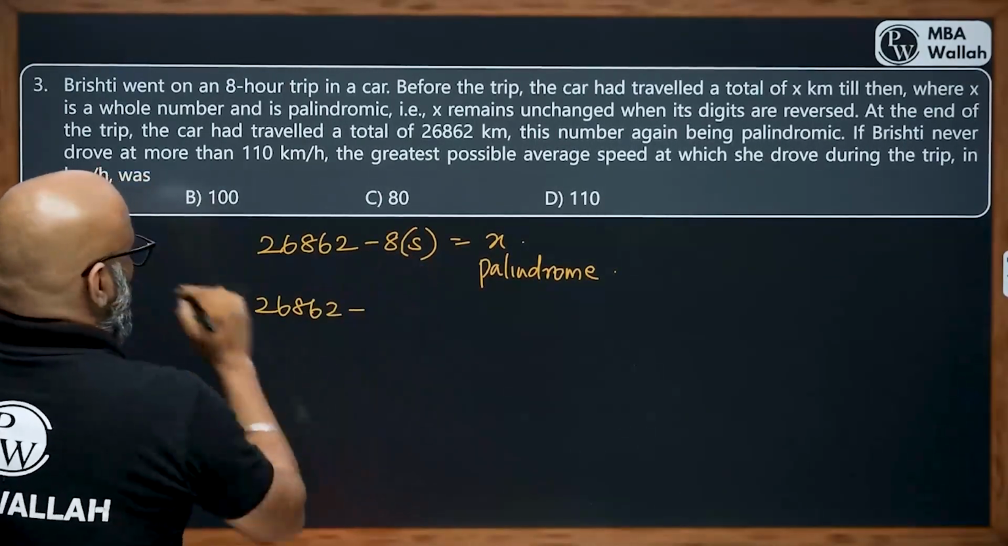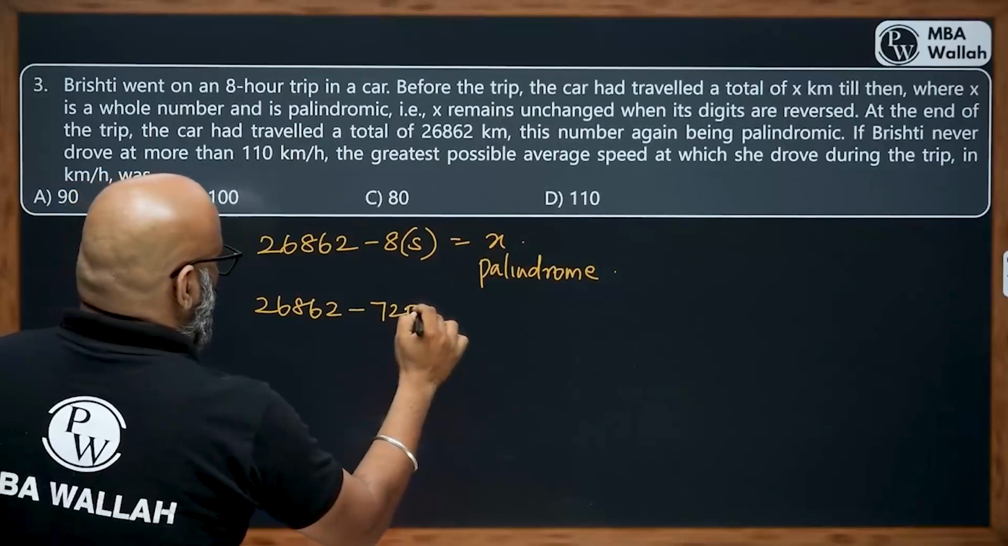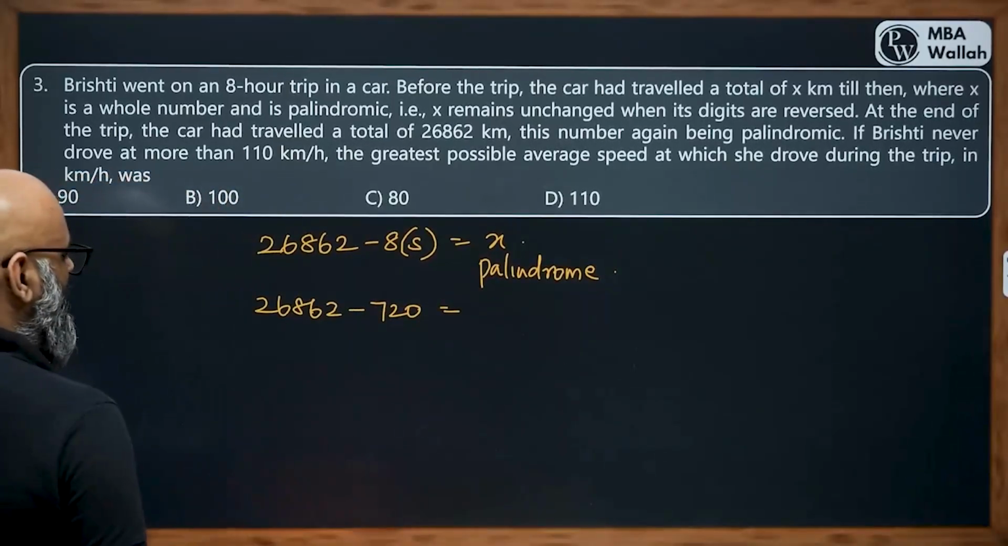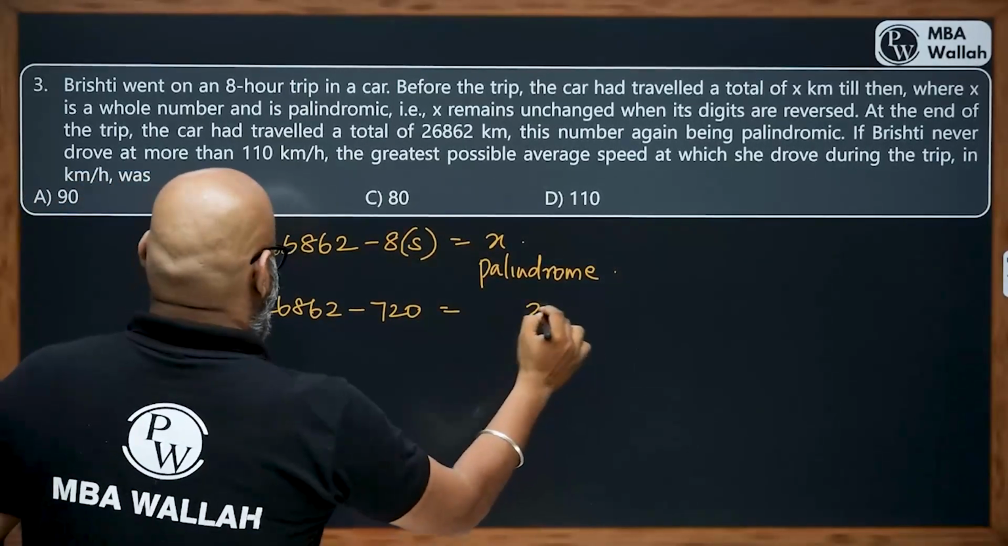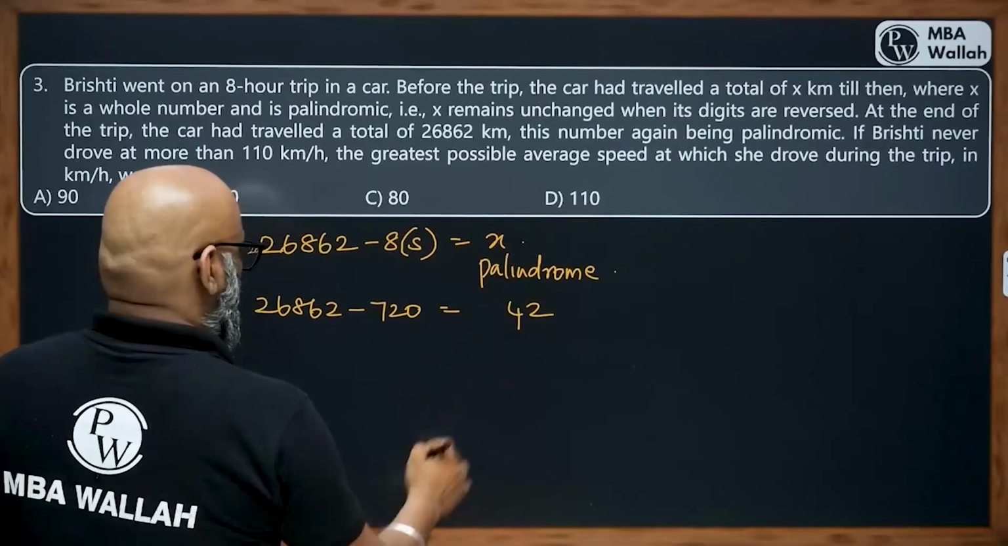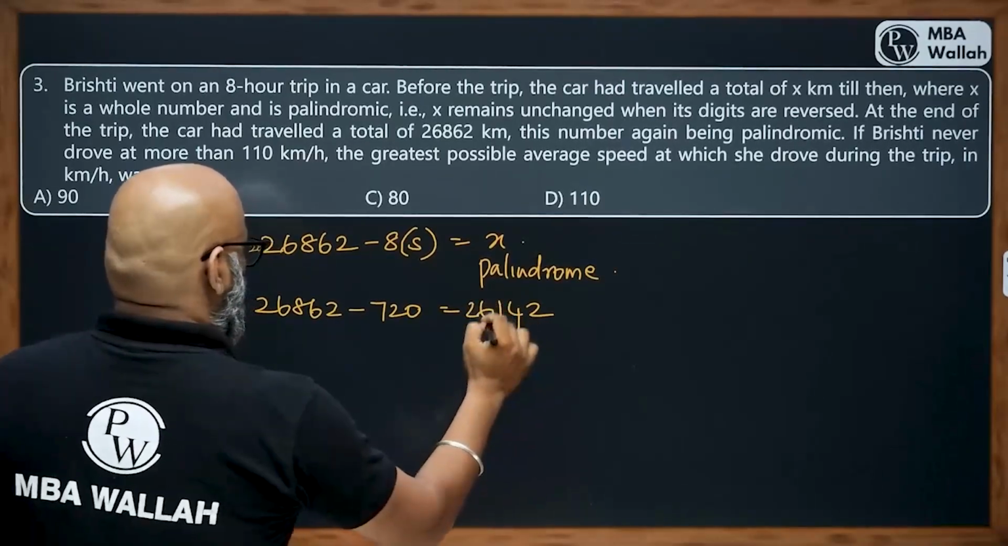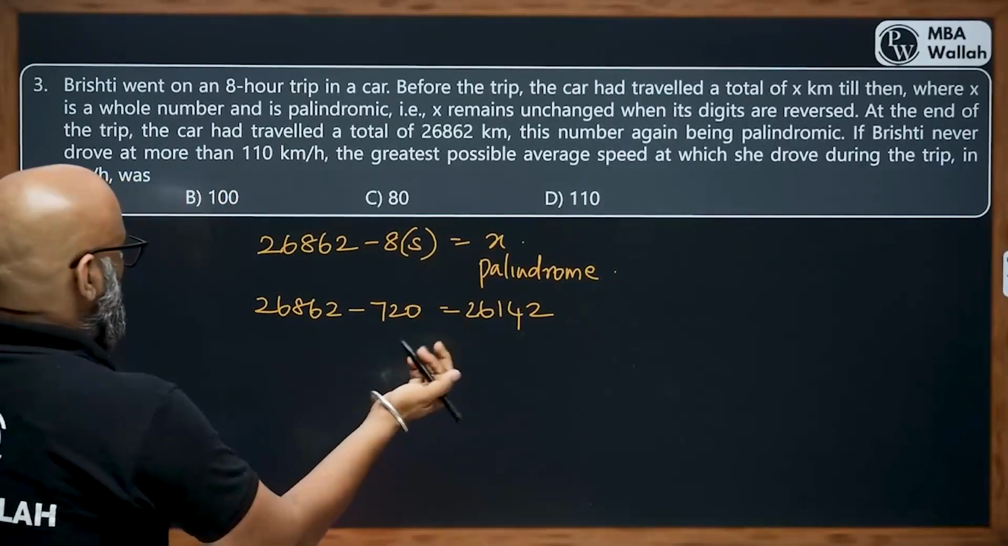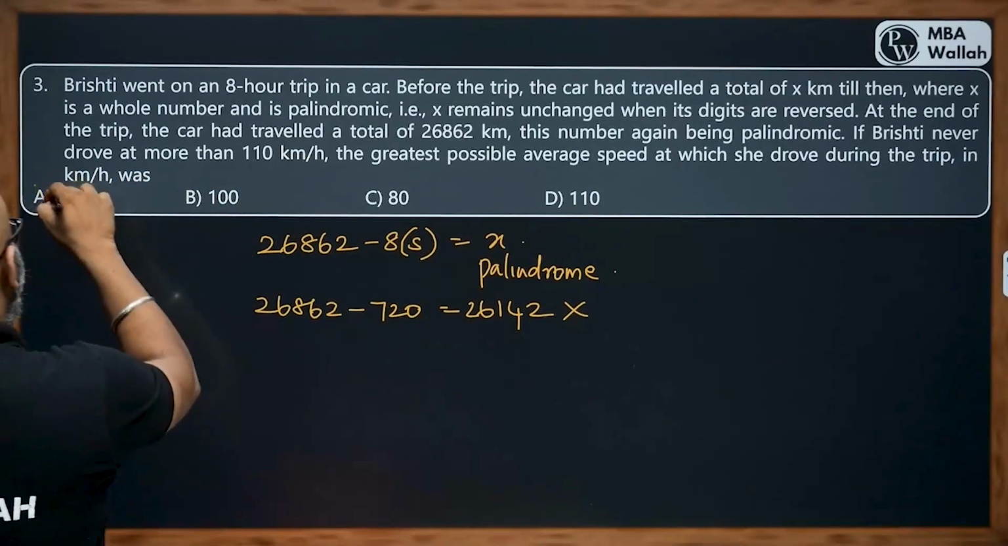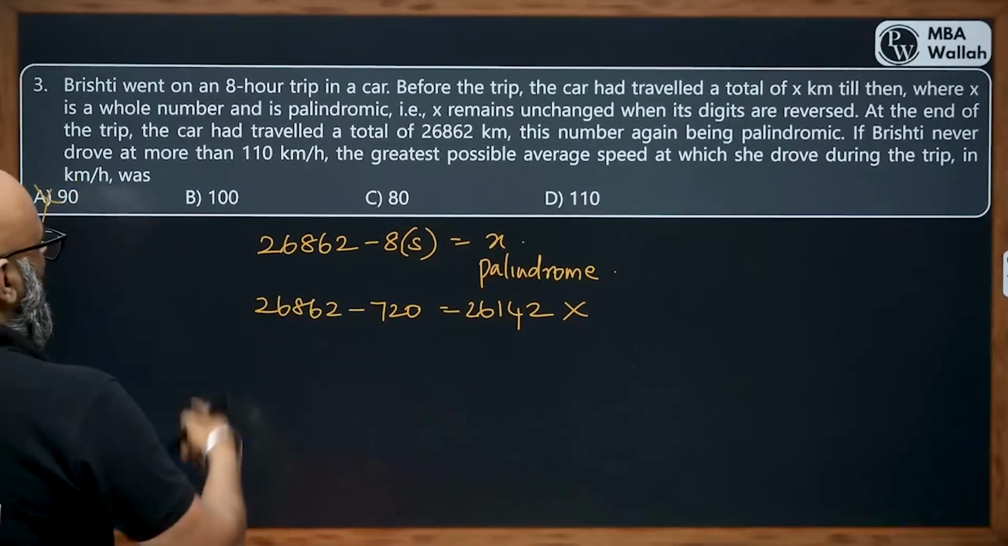26862 minus 8 times 90, which is 720. If I subtract this, you will get 24162. Now that's not a palindrome. So A is not the answer. I'm going to look at B.